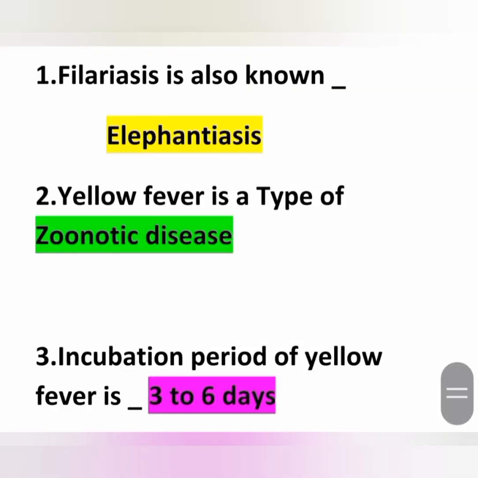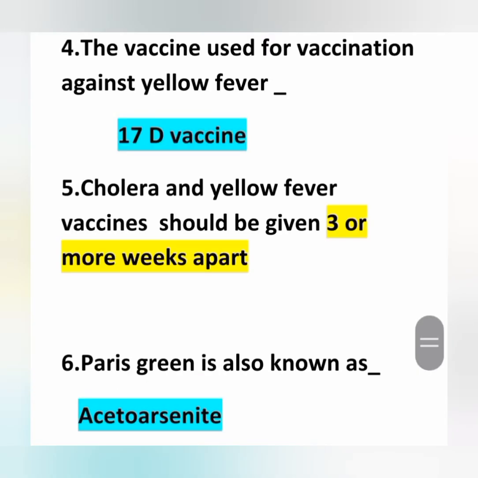And next we will see some important points. Filariasis is also known as elephantiasis. And second point, yellow fever is a type of zoonotic disease. And the incubation period of yellow fever is 3 to 6 days. And the next point, the vaccine used for vaccination against yellow fever is the 17D vaccine. This is an important question. And next point, cholera and yellow fever vaccine should be given 3 or more weeks apart. That is, the interval is 3 or more weeks.